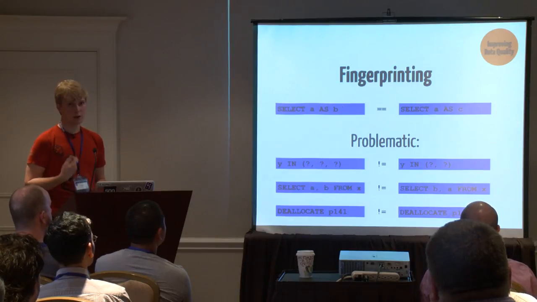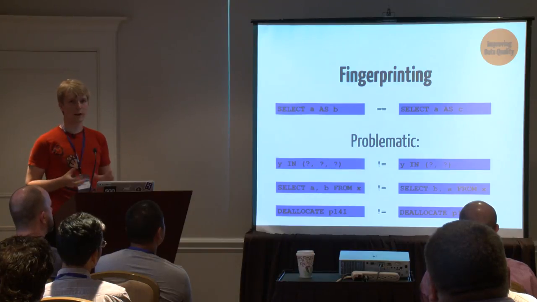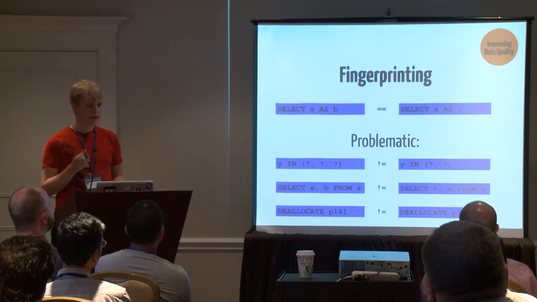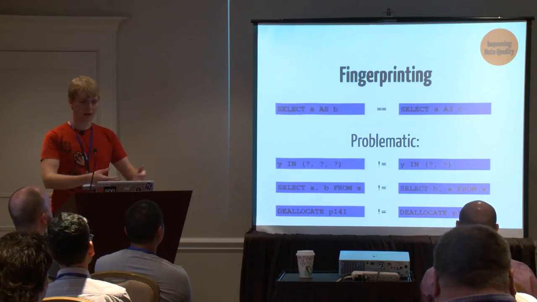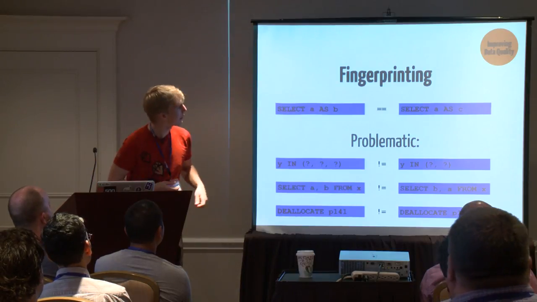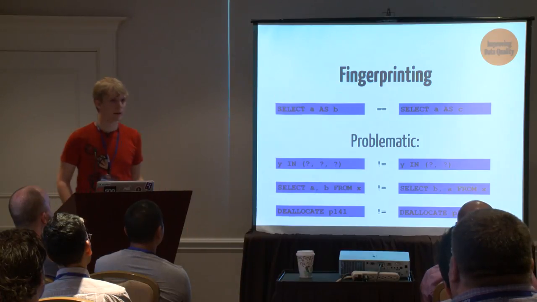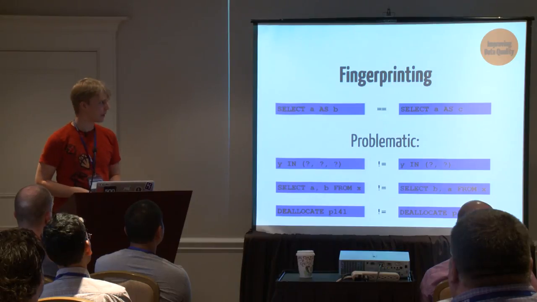So talking about normalization also, right? One of the issues, and I call it fingerprinting, is how can we generate a query fingerprint that sums up the logical idea behind the query? One thing pg_stat_statements does, I hope you can read this: if you have SELECT a AS b, it's actually the same as SELECT a AS c. So aliases are ignored, which is good.